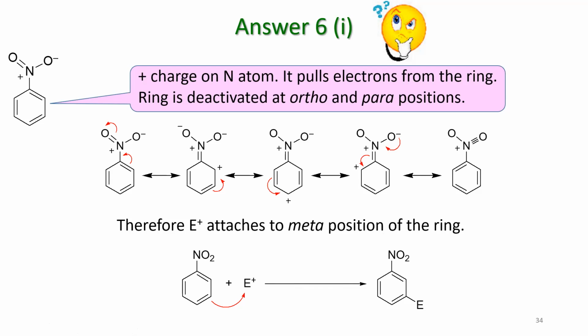If it is deactivating, actually these ortho and para positions are more deactivated. So the less deactivated position, the only place left, is meta, so deactivating groups are going to give you meta substituents, right? So next example.